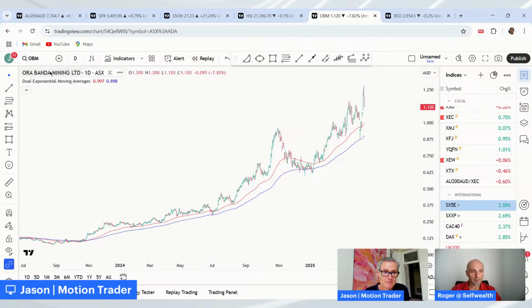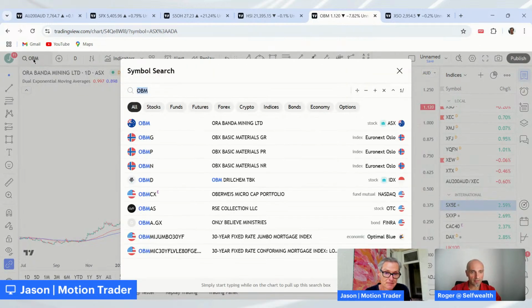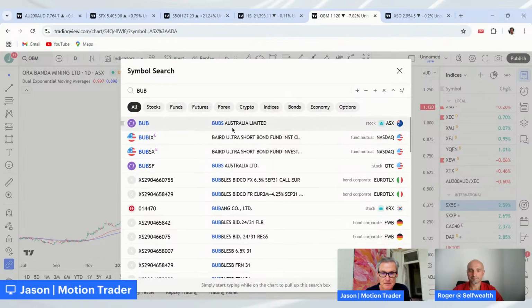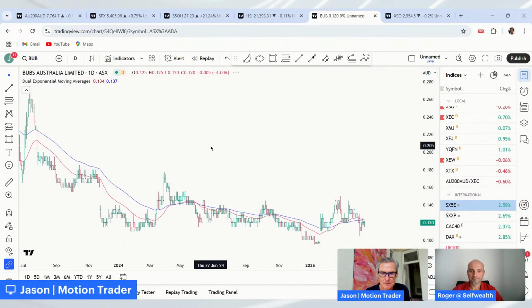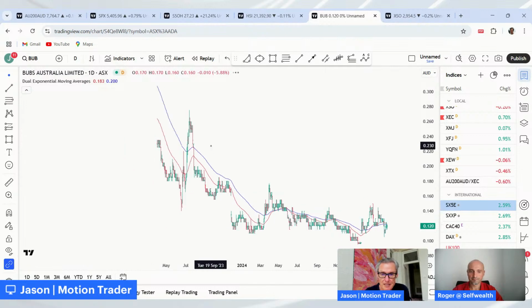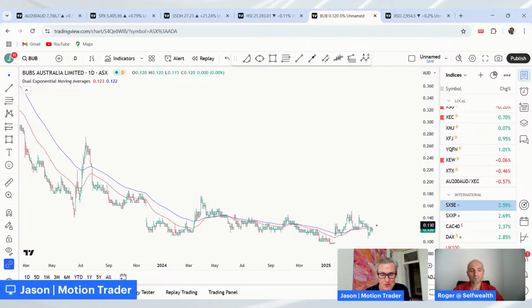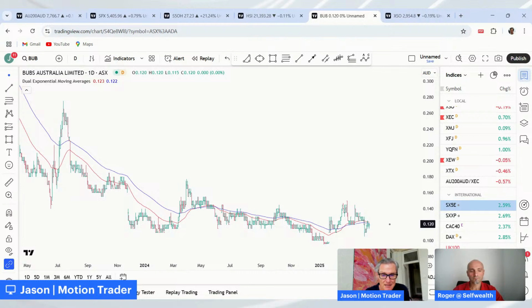Okay. All right. The next one here, actually, I haven't heard this one for a while, is BUB. It's just not doing anything. Yeah, I just don't think there's anything to see here. It's just going sideways. There's not a downtrend. There's a gentle downward slope maybe to the trend, but there's not much in it. I think it's just to leave alone.